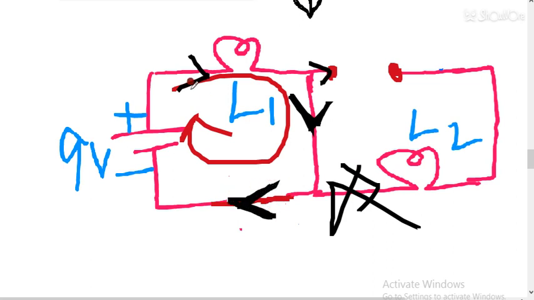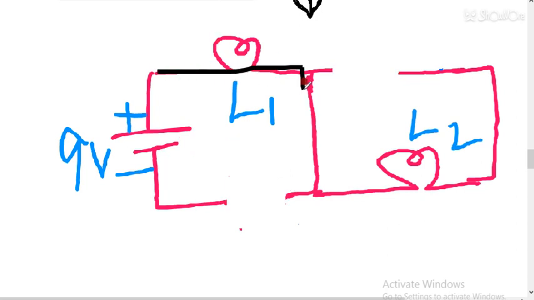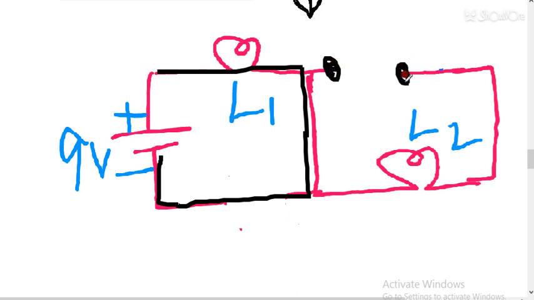So in this path only the current will flow. I am telling you again, only in this path the current will flow. Here the diode will act as a closed switch, or on switch. Here the diode will act as an off switch because it offers infinite resistance during reverse biasing.